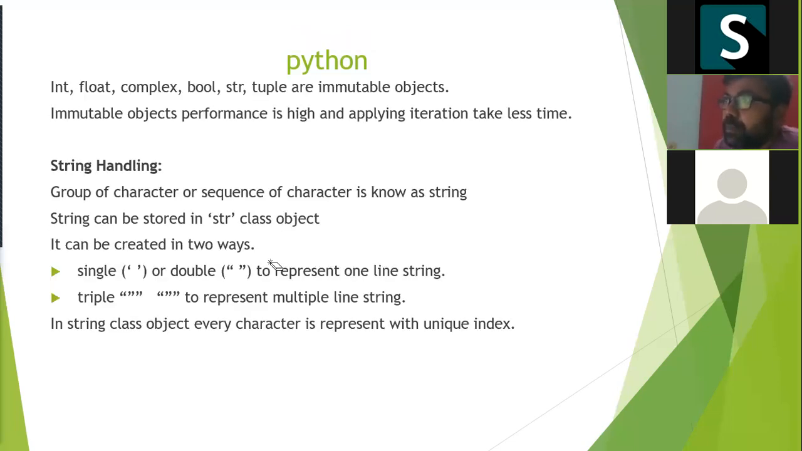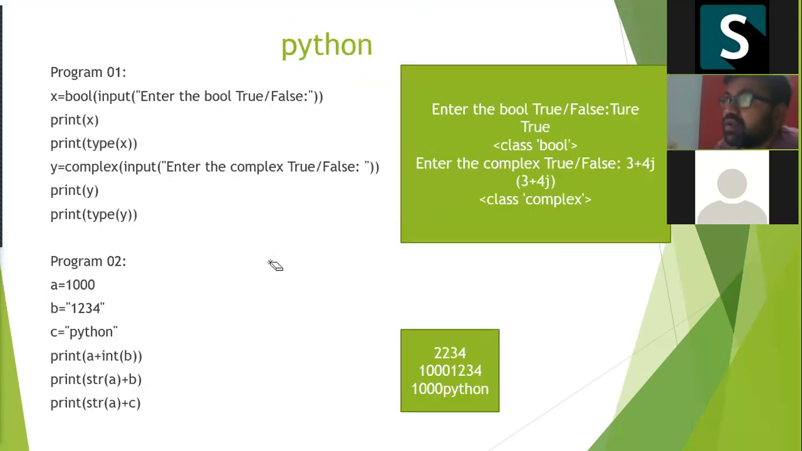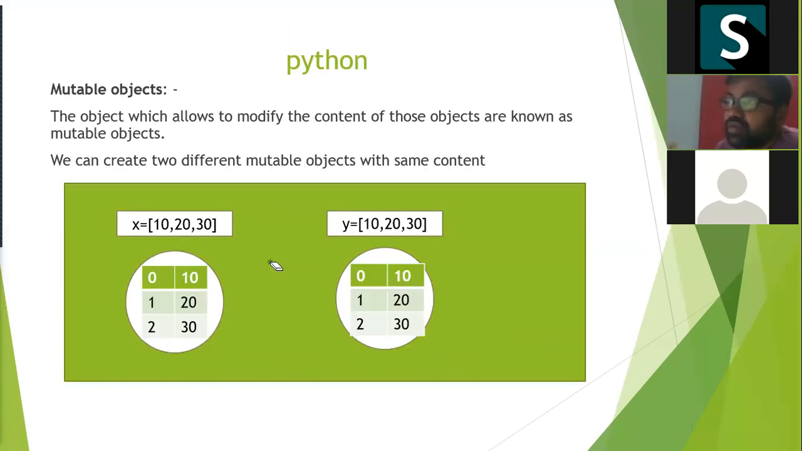So, immutable object, we have another page. Sorry, mutable object. The objects which allow us to modify their content are known as mutable objects. We can modify that one. We can create two different mutable objects with the same content. Before, with the same content we were able to create only one memory address.